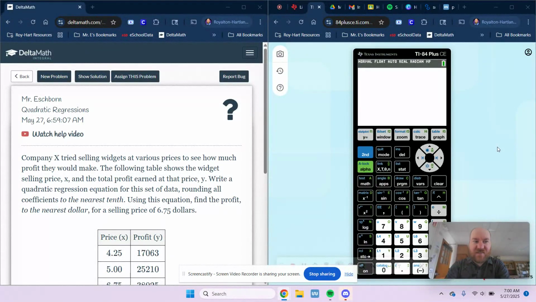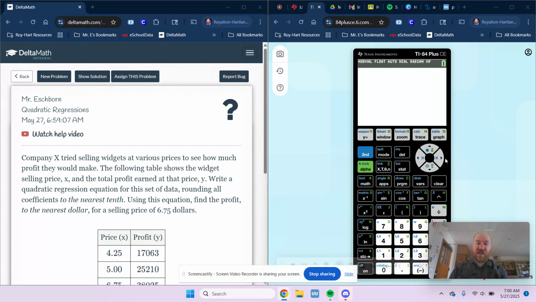Hello everyone, in today's video we're going to talk about regressions. So regression is when you take a table of data and put it into your calculator and then use your calculator to represent that data as an equation. There's several types of regression.